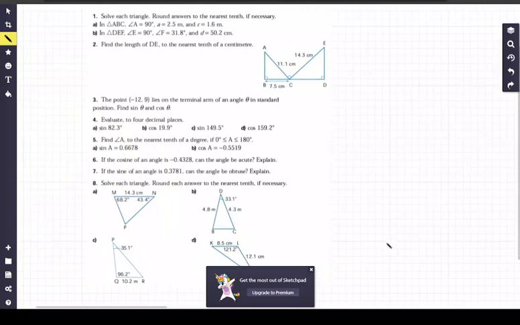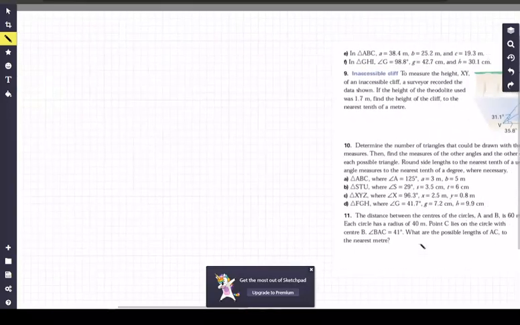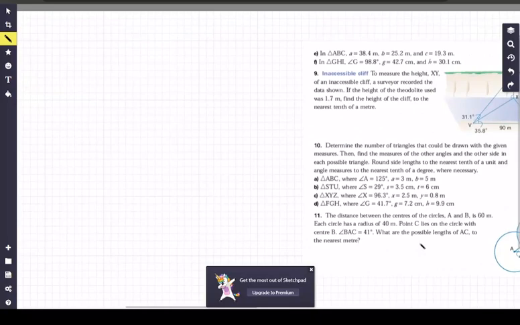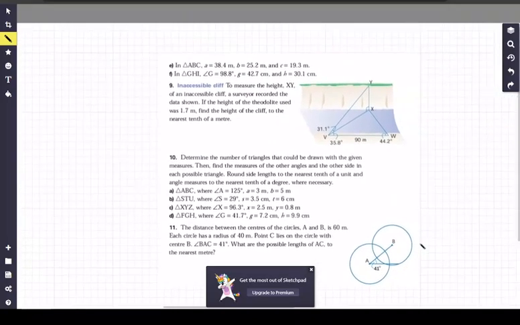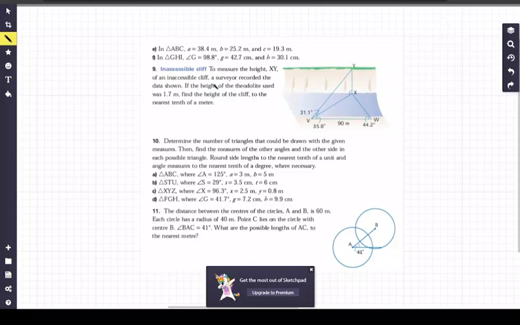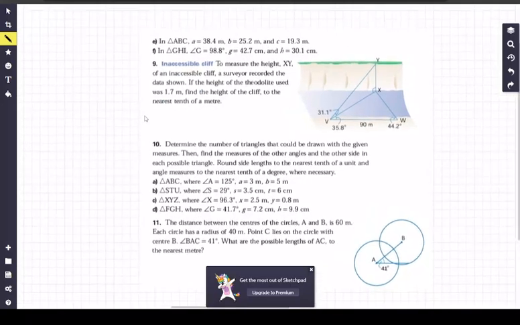So A, B, C, D, E, and F, just draw it out yourself. Make sure to draw it carefully and try your best to draw it to scale. Inaccessible cliff. To measure the height of an inaccessible cliff, a surveyor recorded the data shown below. If the height of the theodolite used was 1.7 meters, find the height of the cliff.